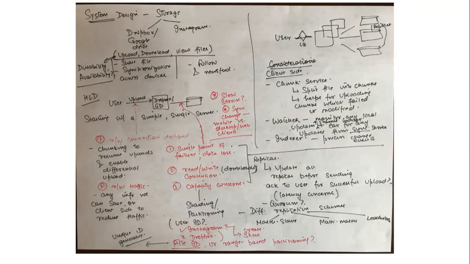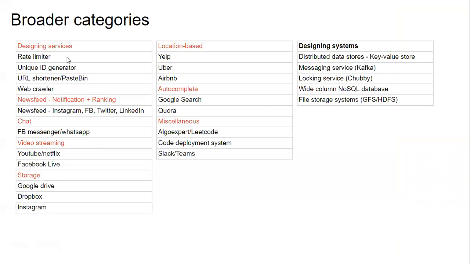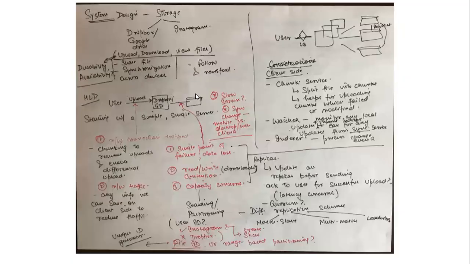No, the way I'm thinking of doing today is I ideally wanted to do one problem from each of these categories, but I couldn't finish all of that. So I'll be going through storage, video streaming, chat, newsfeed. Location-based and autocomplete would have been awesome, but I couldn't get to that. Yeah, that makes sense.